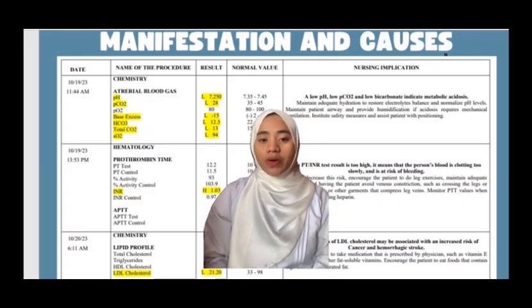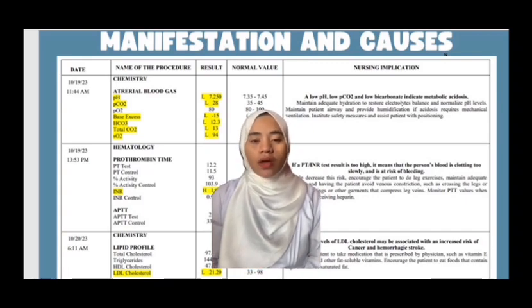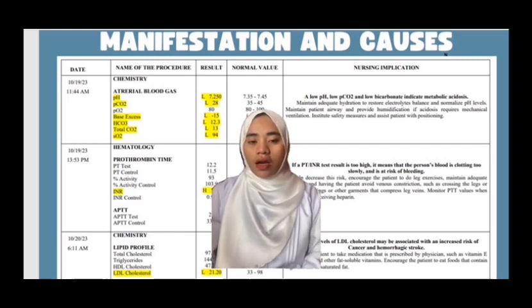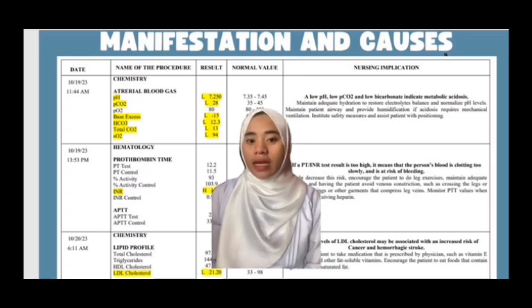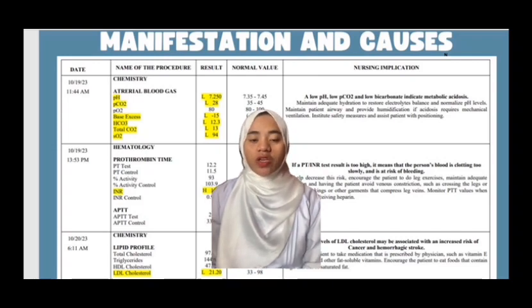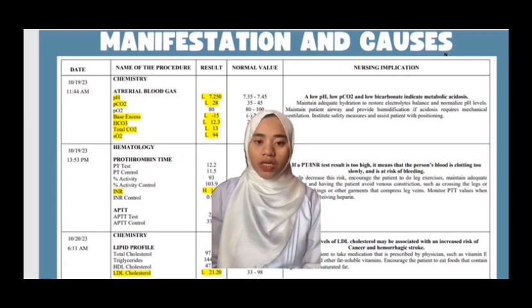So proceeding to the laboratory and diagnostic procedures for our patient, the laboratory result showed a low pH, low carbon dioxide, and low bicarbonate. It indicates that the patient is having metabolic acidosis. So the nursing implications for this are to maintain adequate hydration to restore electrolyte balance and normalize pH level. Maintain the patient's airway and provide humidification if acidosis requires mechanical ventilator, institute safety measures, and assess patient positioning.